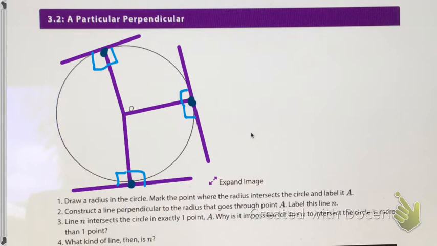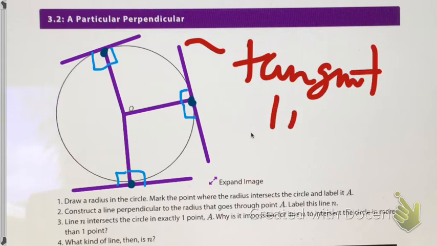And that is what we call a tangent line. So that line has a name. Even though you know tangent as a trig function, we can now say that is actually a tangent line. It intersects the circle one time, and it makes a right angle with that radius. That's what a tangent line is.